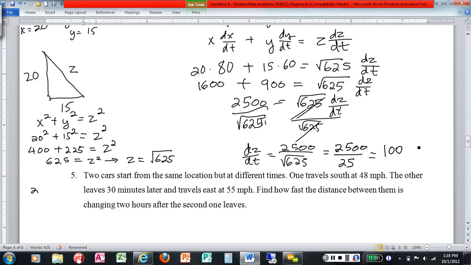What are my units? Well, the units of z would be miles, just like the x are and the y are. And the units of time are hours, so it's miles per hour, or mph, if you prefer. With me? It's okay.